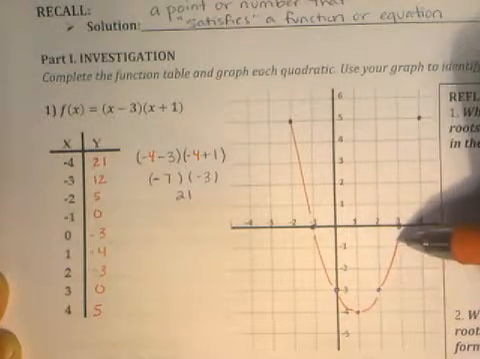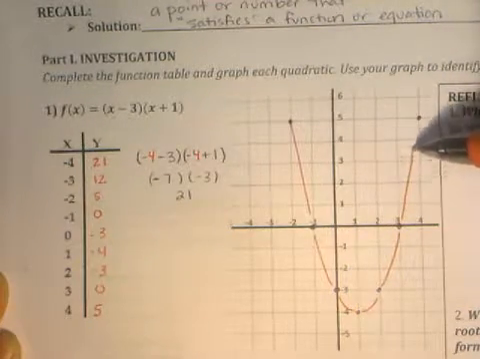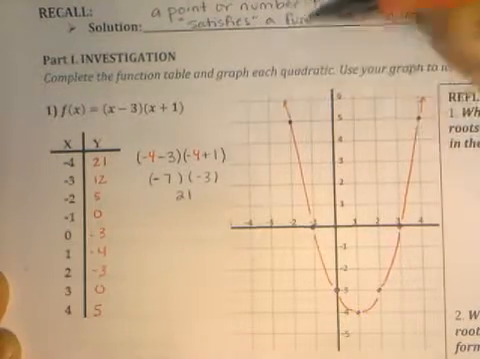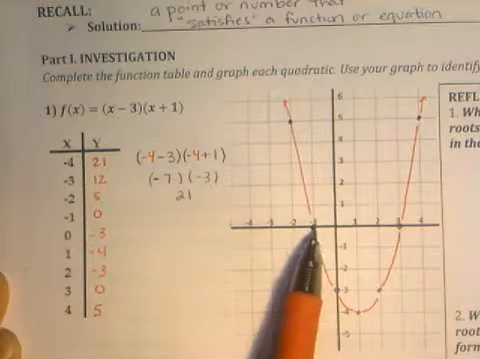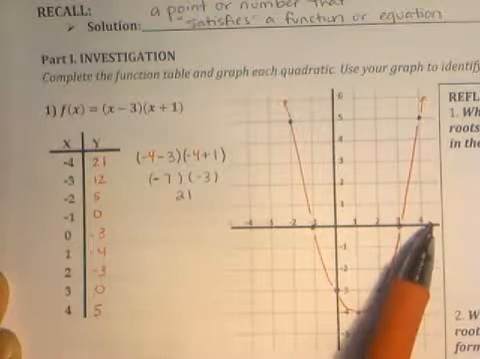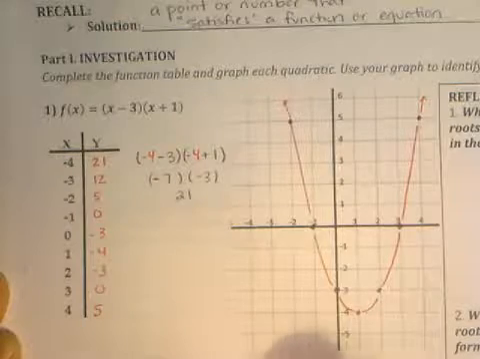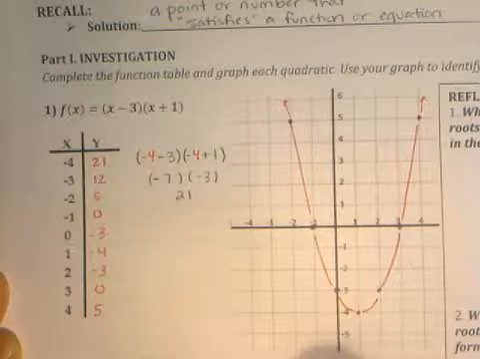Based on what we know about the shape of a parabola, this graph allows us to identify the roots, because the roots are the points where the graph crosses the x-axis. So from the graph, we know that the roots are -1 and positive 3.